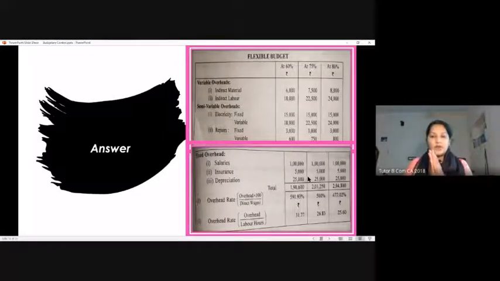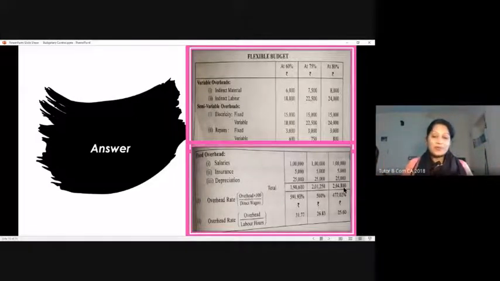Now what are we doing? We are totaling up the cost, which will be variable overhead plus semi-variable overhead plus fixed overhead. And we get the total as 1,90,600 for capacity level 60%. For capacity of 75%, we are getting 2,01,250, and at 80% capacity, we are getting 2,04,800. This is it. But in the question, till there we have prepared the flexible budget.